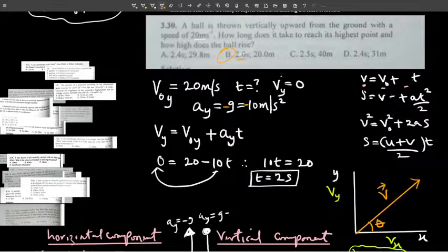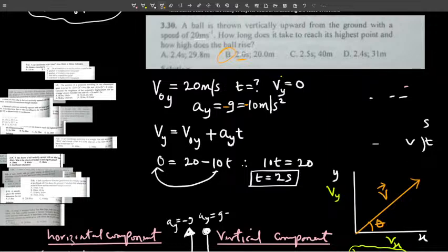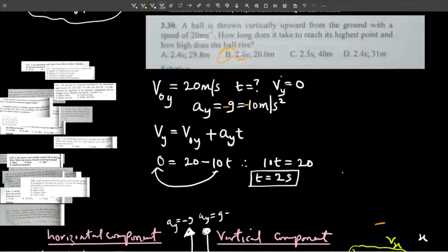Let me clear. I don't even have much space on my board anymore. So let me clear up some space. Clear all this up. Okay, so let me solve it here. Let me clear this also. We don't need this anymore.